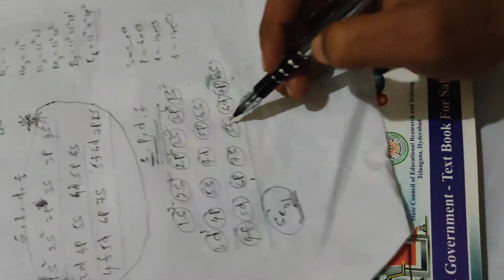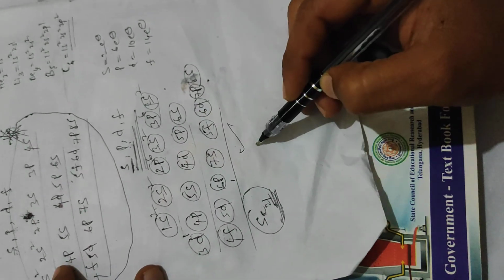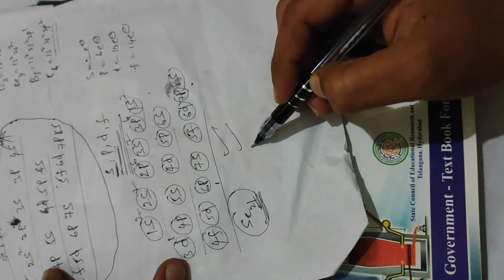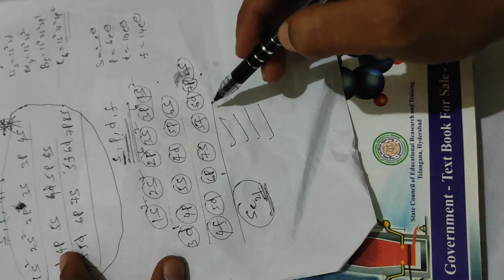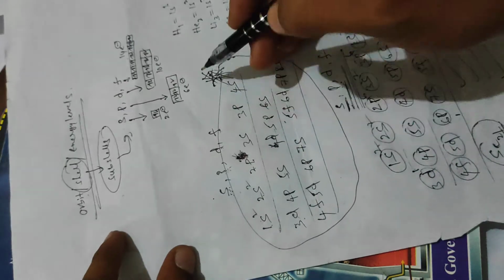You can write all the electronic configurations by using this technique. There is no need of the Aufbau diagram, no need of Hund's rule or the Pauli exclusion rule. So you can write easily by using this technique.